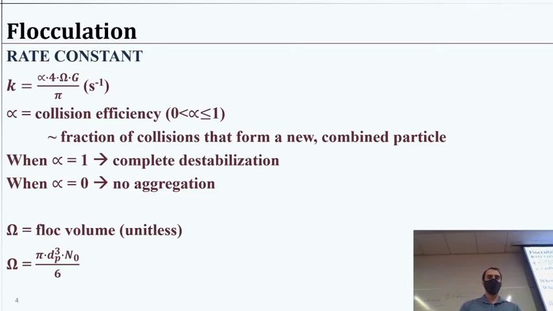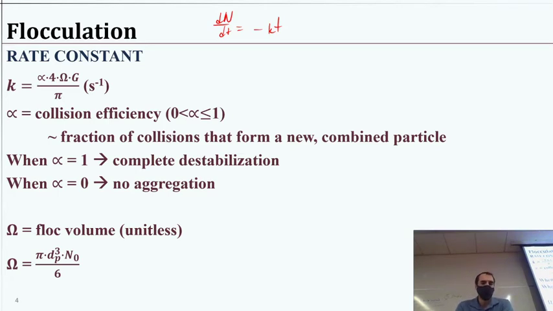So here, we're going to describe the rate constant K for this dN/dt reaction. The K, we're going to say, is equal to collision efficiency times 4 times a term called the flock volume, times the mixing intensity, all divided by pi. So we're going to break down these different components. For example, this collision efficiency, we could very easily assume depends on some aspect of the particles if they're not all uniform. So the assumption that all particles are uniform would really impact the math here.